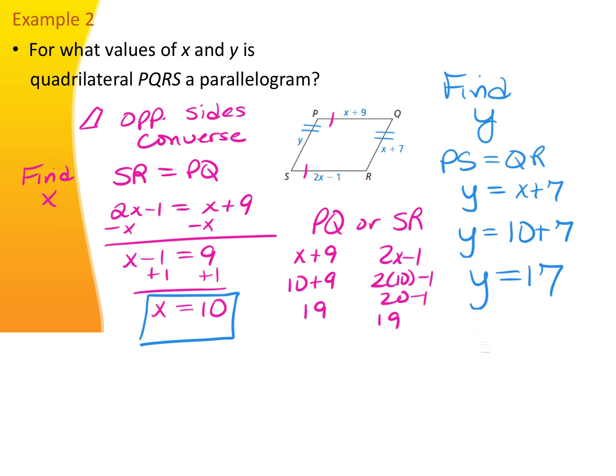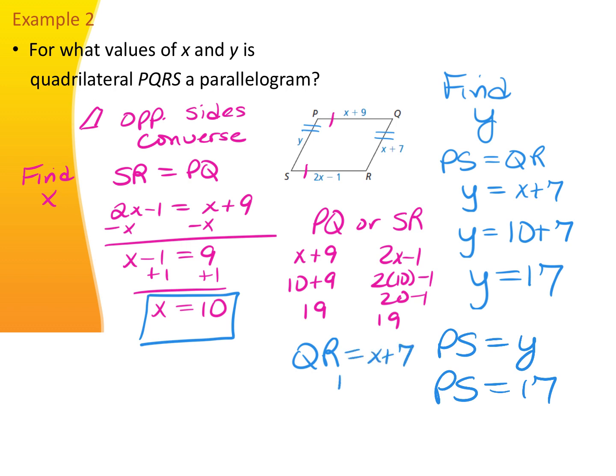Same thing here. If they had asked me to find PS, well, PS equals y, so PS just equals 17. If they had asked for QR, QR equaled x plus 7, so again, 10 plus 7, and QR also equals 17. Again, they both need to end up giving us the same answer. But the final answer to this question were just the values of x and y. So just be careful when you're answering questions on the quiz to read what specifically it's asking for.